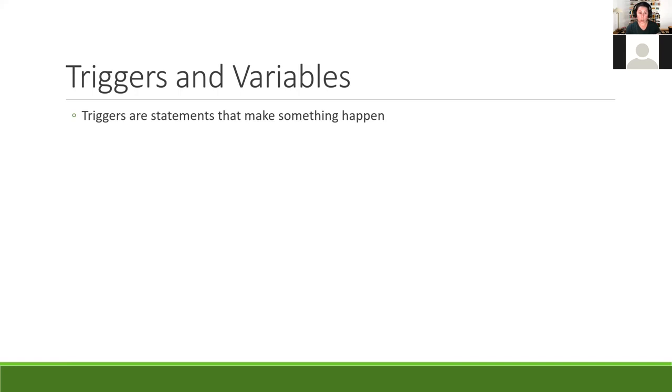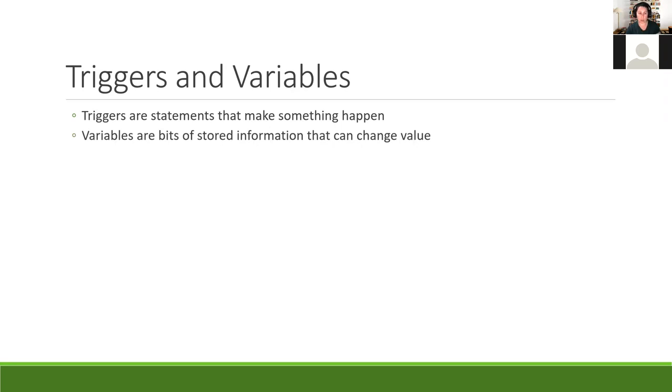Okay, so in Storyline, triggers are statements that make something happen. They're statements that you program, like logic statements. Storyline calls them triggers. They're basically just logic statements. If you're coding, it'd be like a line of code. But what's really nice about Storyline is that you just click to make things happen. You don't have to do any hand coding.